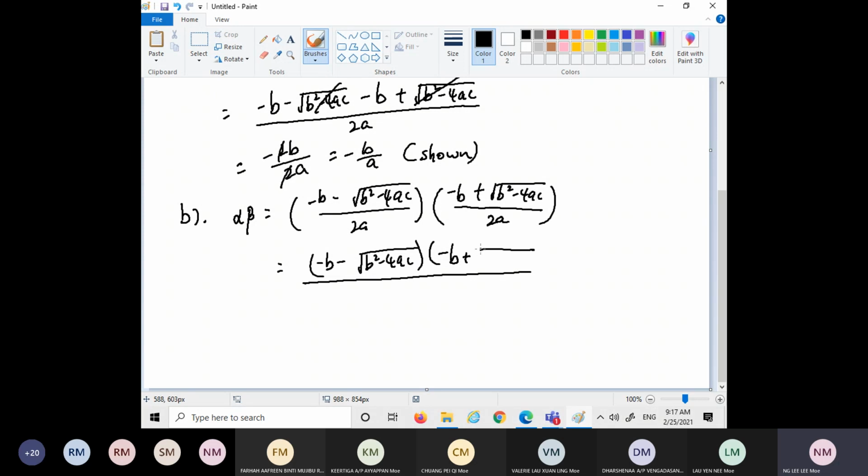Okay, this is the numerator. The denominator is 2a times 2a, so I get 4a squared. Now for the numerator, this is two brackets, so you have to expand it term by term. If not, you can assume this is (x minus y)(x plus y). I use another color.